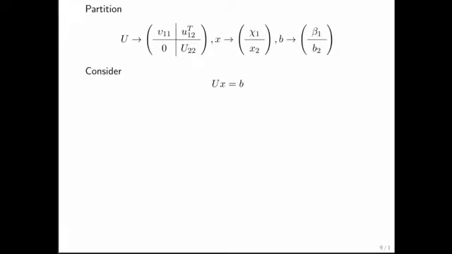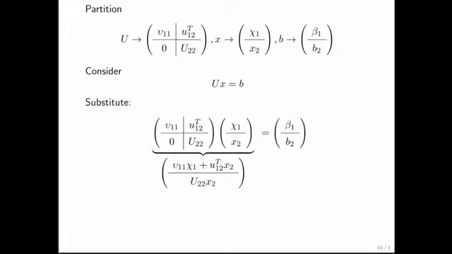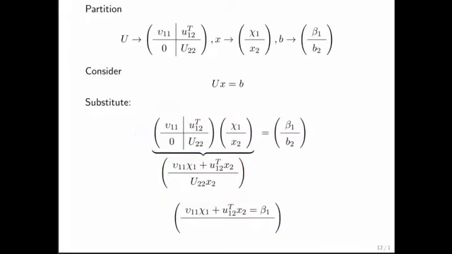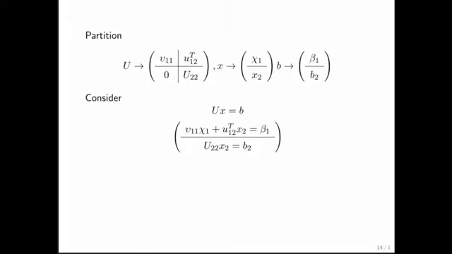So we slice and dice U, we slice and dice x, and we slice and dice b. We want to solve Ux = b, so what we do is substitute in the partitioned U, the partitioned x, and the partitioned b. And what we get is this right here. And then if we multiply this out, what we get is this right here. So if we then set what's on the left of the equal sign to what's on the right of the equal sign, what we find is that this is beta 1, and U22 x2 is equal to b2. So let's move that over here so that we can talk some more.